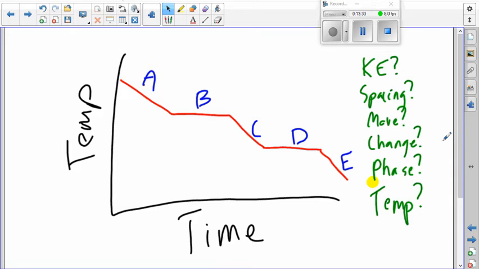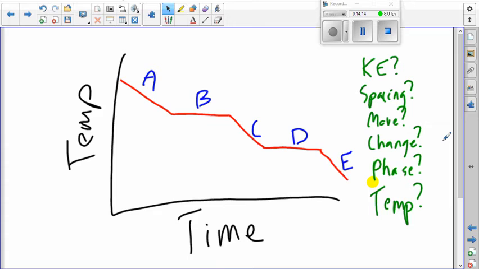So, for example, I could be like, Ian Ford, talk to me about the kinetic energy of C. Compared to other sections, what will be happening? Right in the middle. We'll have high kinetic energy, low kinetic energy, medium kinetic energy. Higher, okay. Can you tell me what phase of matter we'll be in this section of the graph, C? Solid? No, liquid. Correct, we will be in liquid.